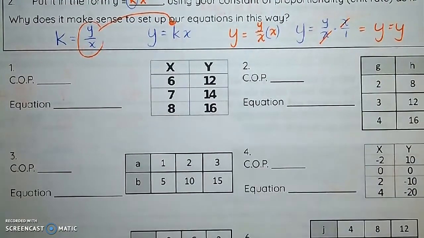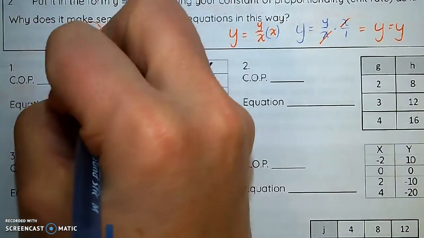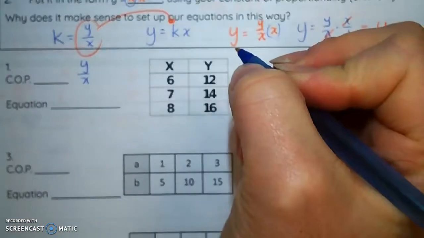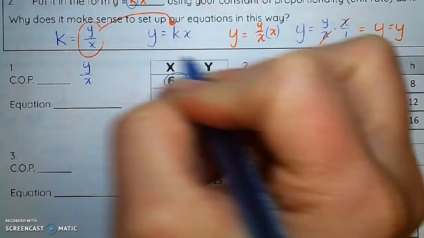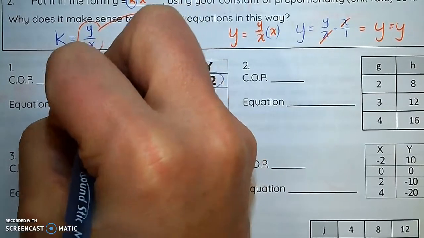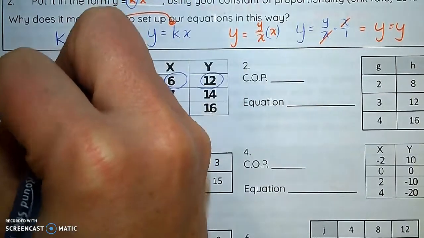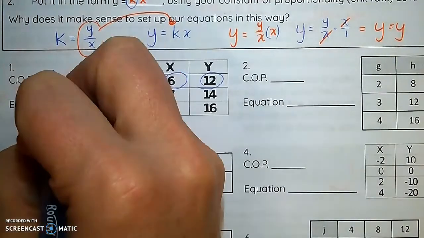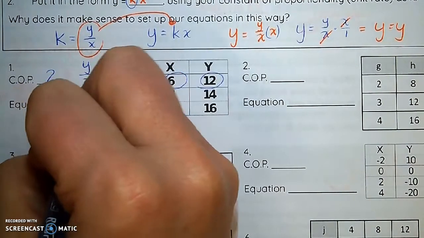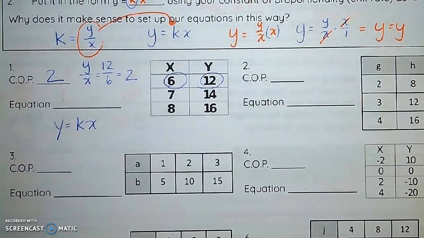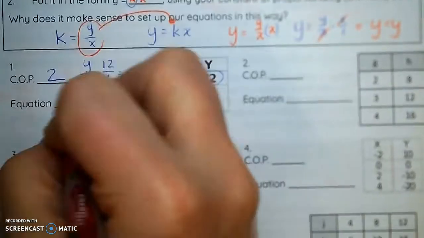So let's try this down here. We're going to find the constant of proportionality, or the unit rate, however you want to term it. And we do that by saying y divided by x. I'm just going to pick this one right here, and I'll do 12 divided by 6, which is 2. So if my constant of proportionality is 2, and I say that y equals k times x, this is what I'm going to take out.